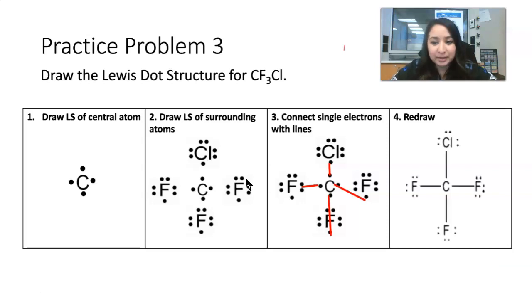It should look something like this. Notice that I drew all my lines even. My bonds are even. They're all the same size. Not one is longer than the other. And then I drew all the elements outside as far apart as possible. So if I drew one going to the side, up, down, they're all the same. And each one has the remaining lone pairs.